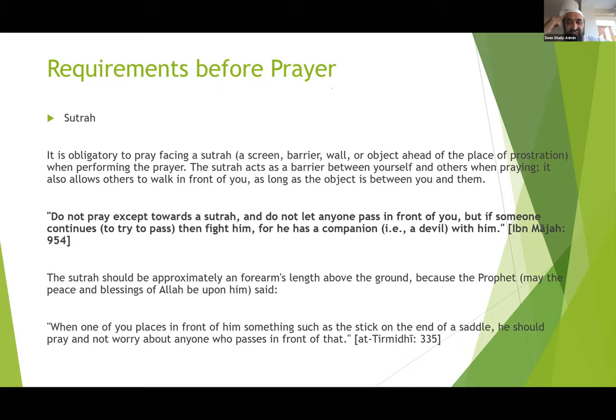And the evidence for this is the hadith of the Prophet: do not pray except towards a sutra, and do not let anyone pass in front of you. But if someone continues, then fight him, for he has a companion with him, meaning shaitan.